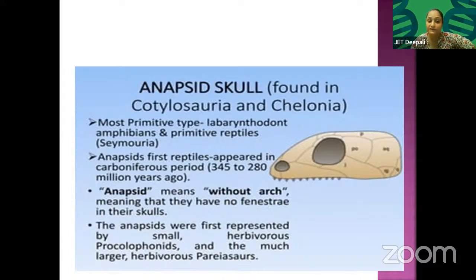The anapsids were first represented by small herbivorous procolophonids and the much larger herbivorous pareiasaurs. Means the first reptiles that evolved are herbivorous kind of reptiles. Okay.